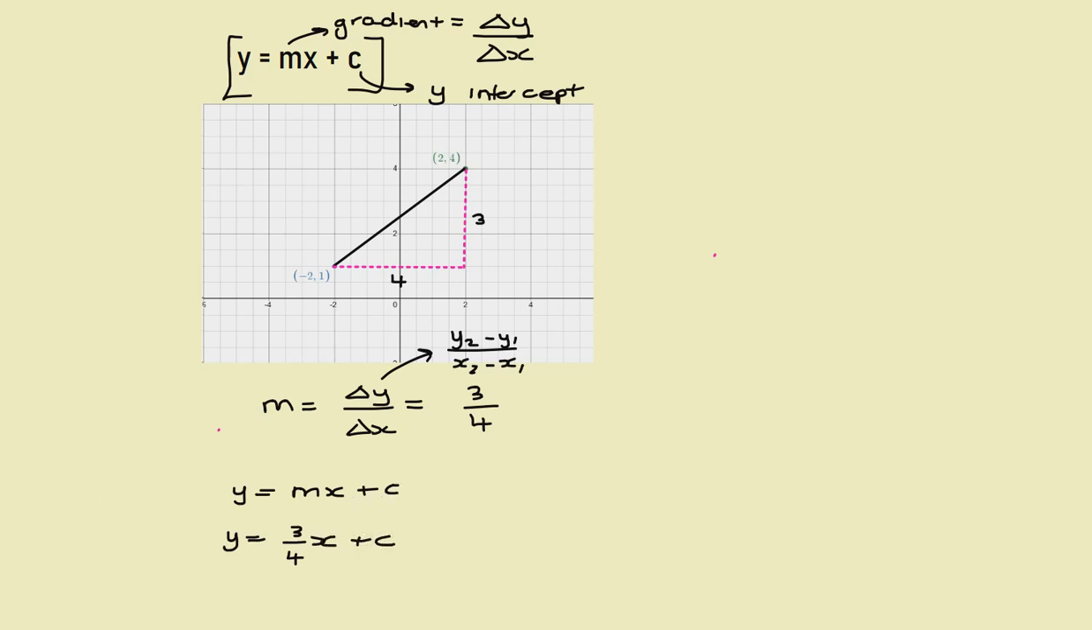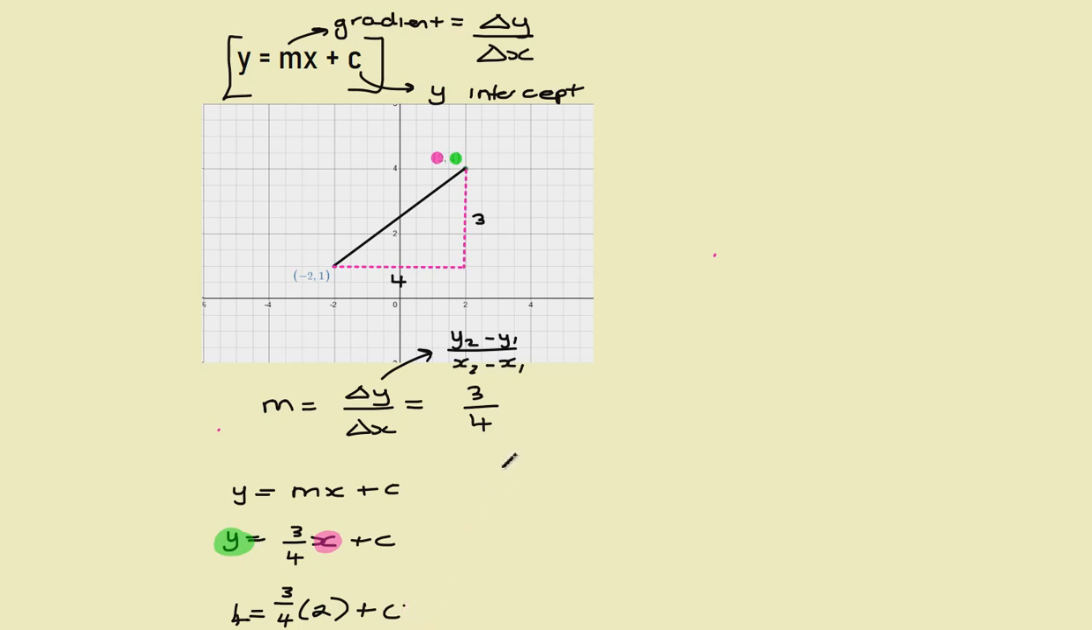Now to find your c value, what you need to do is substitute in any coordinate. I'm going to choose the positive one, so y is 4 and x is going to be 2. We can substitute that in to get a nice c value. So y was 4, sorry, I've covered over it myself. 4 equals 3/4 of 2 plus c.